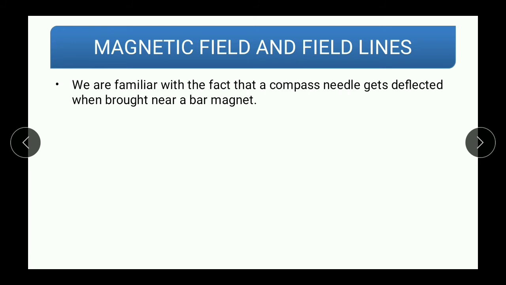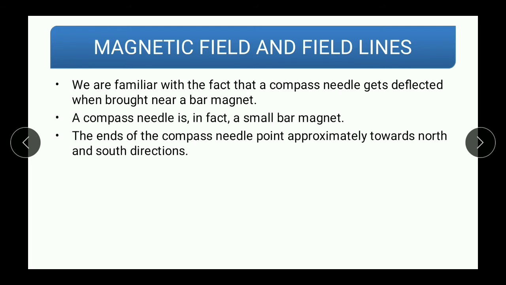We are familiar with the fact that a compass needle gets deflected when brought near a bar magnet. We know this. And why does it deflect? Because it is a magnet itself. So this compass needle is also a small bar magnet. The ends of the compass needle point approximately towards the north and south direction. Why do they point towards north and south? The reason is Earth itself is a big, vast, gigantic magnet.